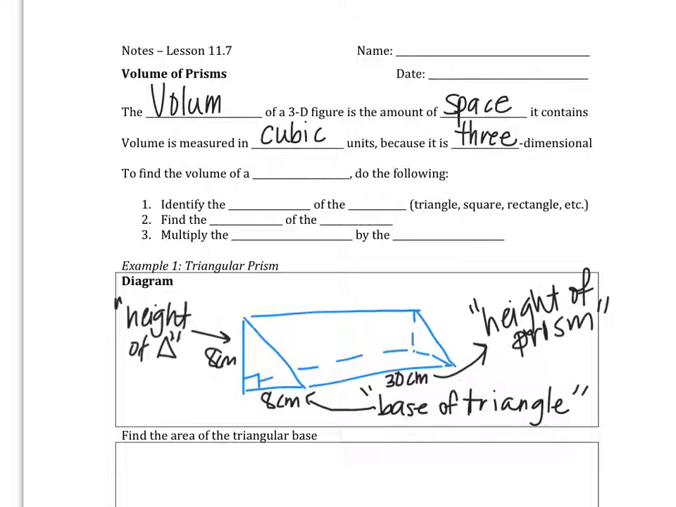To find the volume of a prism, you want to do the following. First, you want to identify the shape of the base. Is it a triangle, a square, a rectangle? Then you want to find the area of the base. And then after you do that, you're going to multiply the base area by the height.